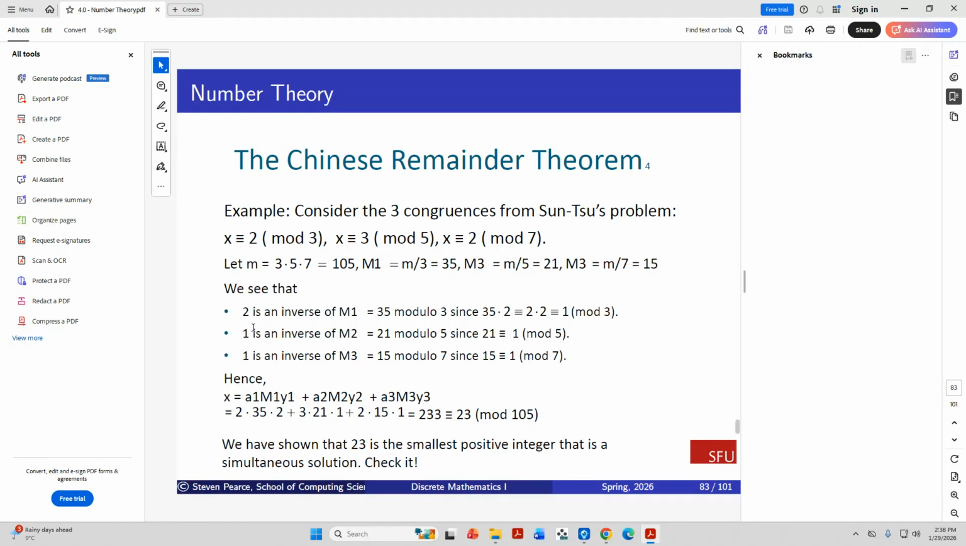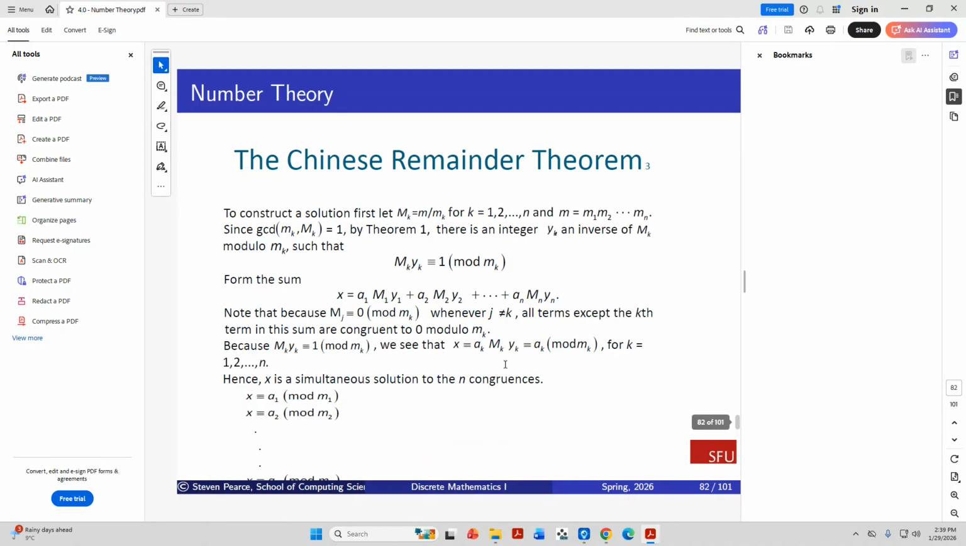So we see that 2 is an inverse of M1, which equals 35, modulo 3, since 35 times 2 is congruent to 2 times 2, which is congruent to 1 mod 3. Okay? 35 times 2, that's the result right here, times 2 is congruent to 4, which is 1 mod 3. And the same for 1 with M2, and 1 is an inverse for M3.